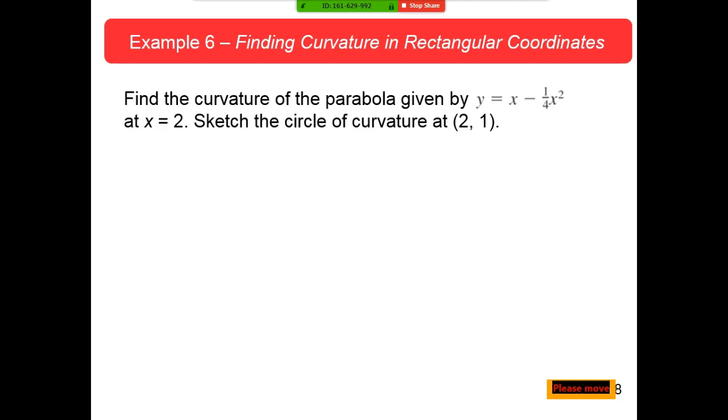Well, we are in Chapter 12, Vector Valued Functions, Section 12.5. Hopefully we'll finish this today. We're almost through with this section. Arc length and curvature, and we're in example 6, bottom of page 860. It says, find the curvature of the parabola given by y equals x minus 1/4 x squared at x equal 2. Okay? Now, a couple things when you see something like this.